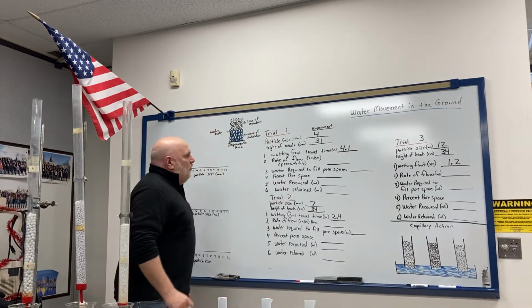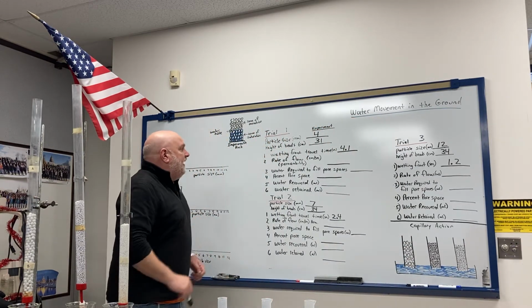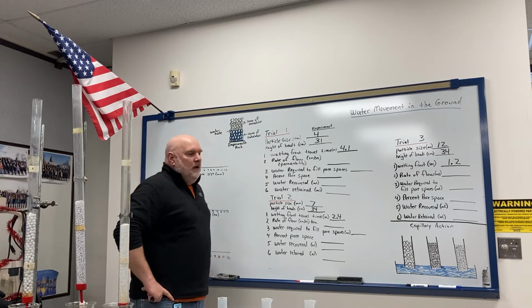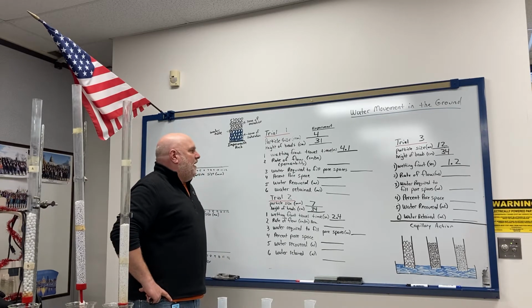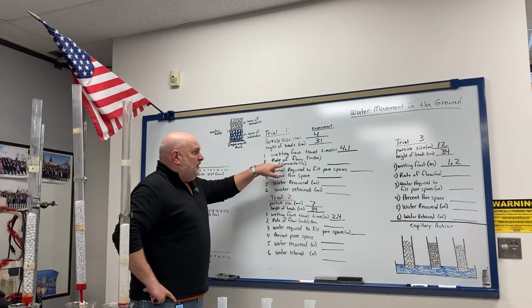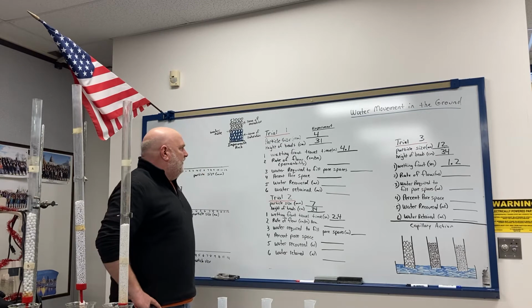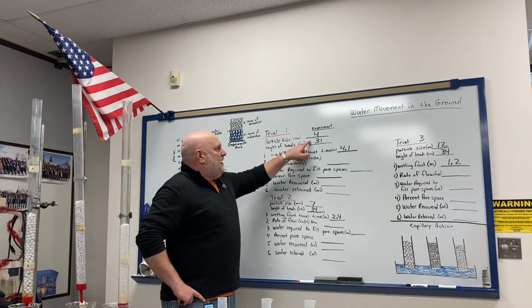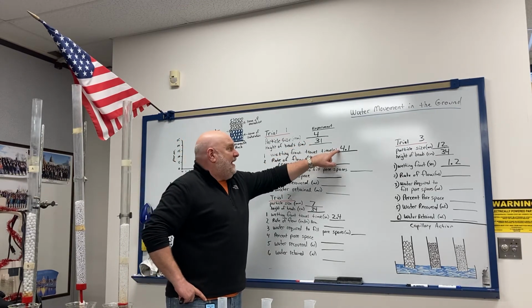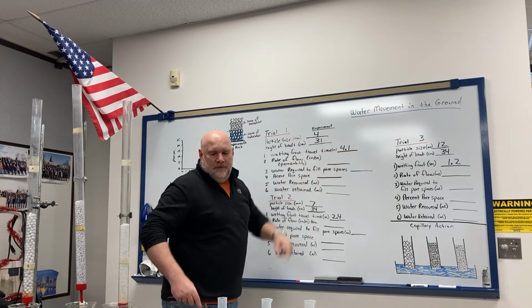Okay, so the next thing you want to do on here is calculate the rate of flow, or how fast the water is traveling through the ground, which is the permeability. So how I go about doing that is I'm going to take the height of the beads and divide it by the travel time.